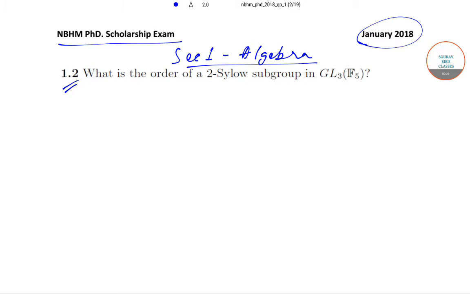The question that we will be solving today is: what is the order of a 2-Sylow subgroup in GL3F5? We need to find out the order of a 2-Sylow subgroup in this very group. So now let us find out the order of GL3F5.